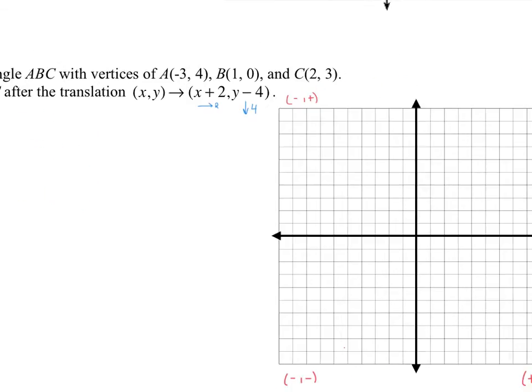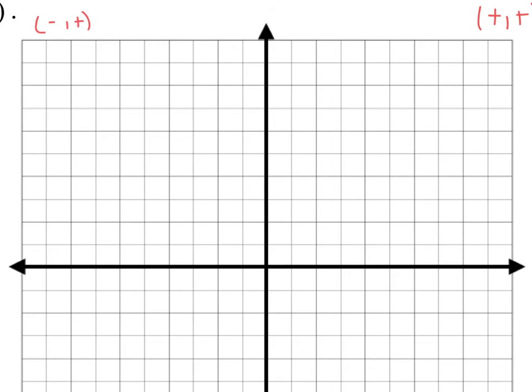So I'm going to plot (-3, 4). I'm going to do this in red. Well, I'll name them in black, but I'll draw my figure in red. So I go out 3, up 4. So 1, 2, 3, 1, 2, 3, 4.